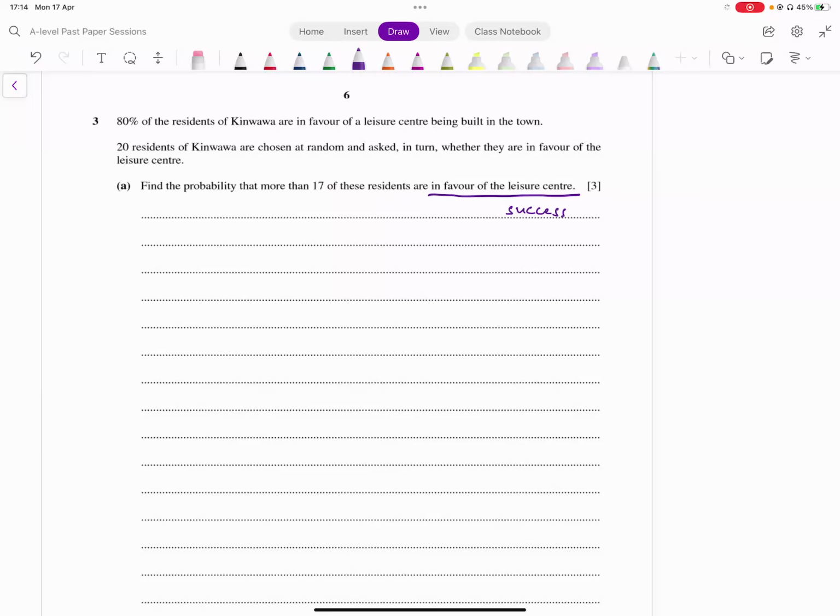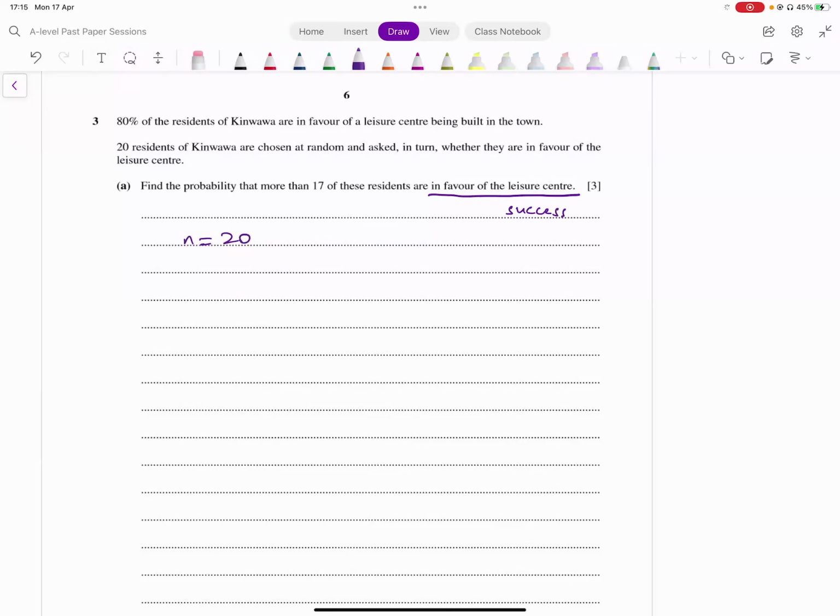Can we formulate this as a binomial distribution? Binomial की क्या condition होती है? We need a total number given. कितनी बार कोई चीज repeat होनी चाहिए. So we are choosing residents. We are choosing 20 residents in total. So क्या मतलब हुआ? N की value यहाँ पे क्या है? N की value है 20. So we have the total number defined here जो repeat हो रहा है.